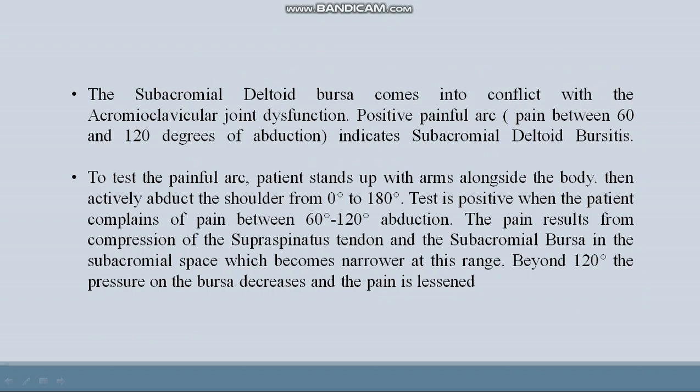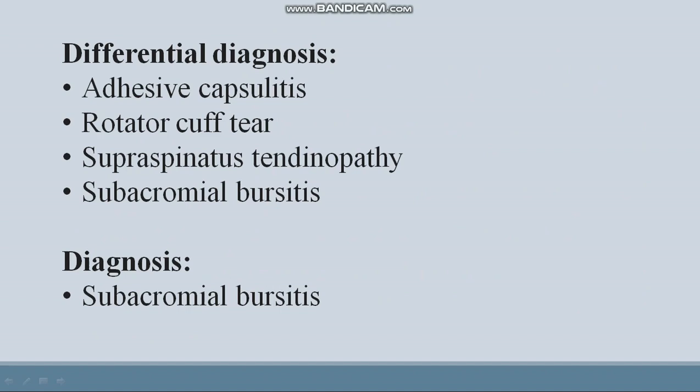To test the painful arc, the patient stands with arms alongside the body, then actively abducts the shoulder from 0 to 180 degrees. The test is positive when the patient complains of pain between 60 and 120 degrees of abduction. The pain results from the compression of the supraspinatus tendon and subacromial bursa in the subacromial space, which becomes narrower at this range. Beyond 120 degrees, the pressure on the bursa decreases and the pain is lessened.